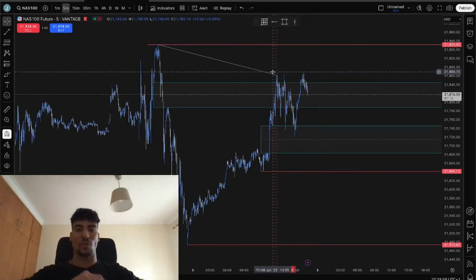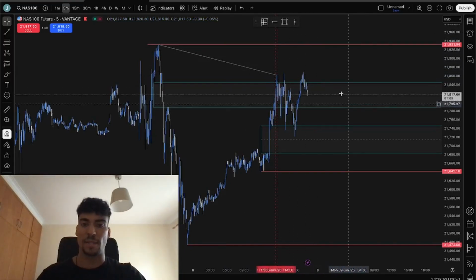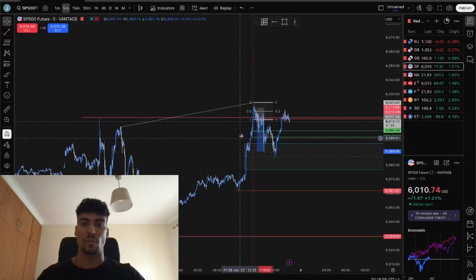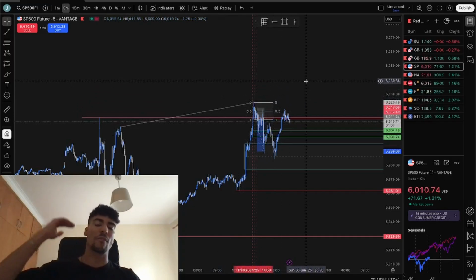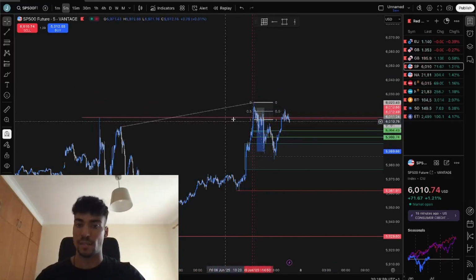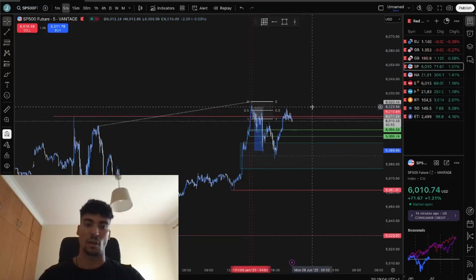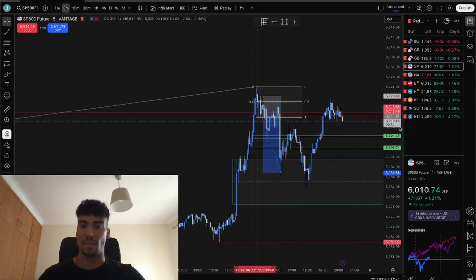For those who don't know, I'm always explaining this, but an SMT is basically when one index forms a higher low and the other index forms a higher high. So if you have highs stacked up and one index sweeps them out and the other doesn't, that's an SMT. That's when you form an SMT divergence.